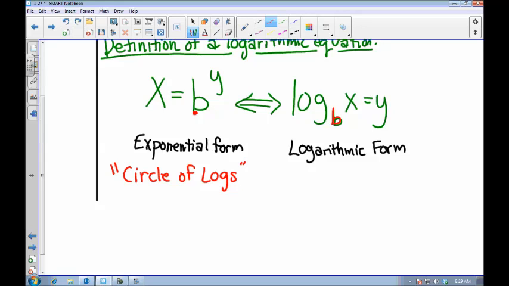Okay, so if we take exponential form and turn it into logarithmic form, we're going to draw a circle. It goes log base B of x equals y. Starting at the B, and you're always crossing sides. Log base B of x equals y. Okay, there's a nice little pattern.